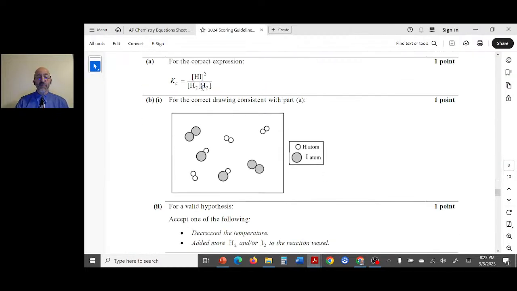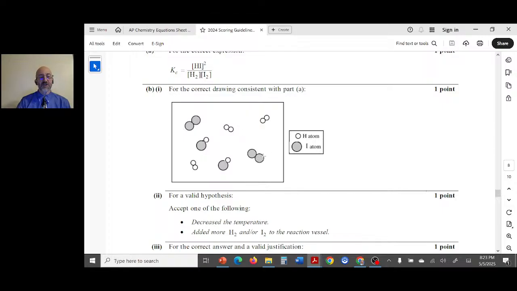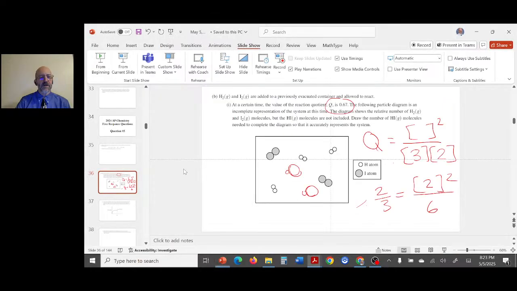So there's the expression with the hard brackets, the Kc, not a Kp, Kc. And it says additional 2 HI particles were drawn. There you go. All right, next part.